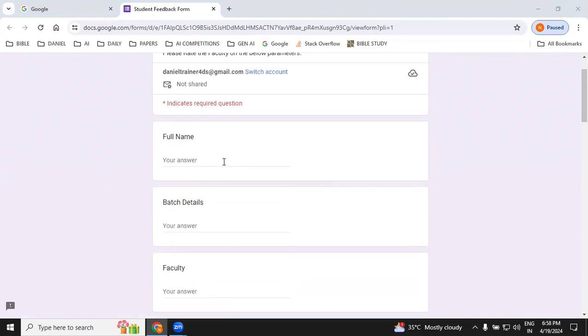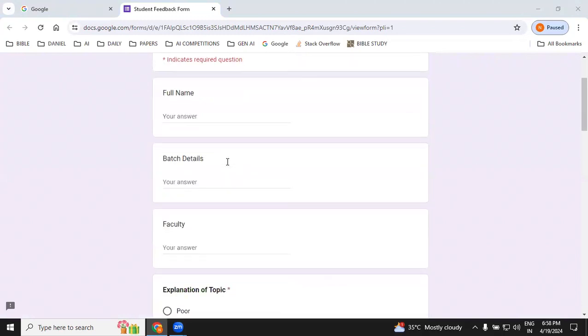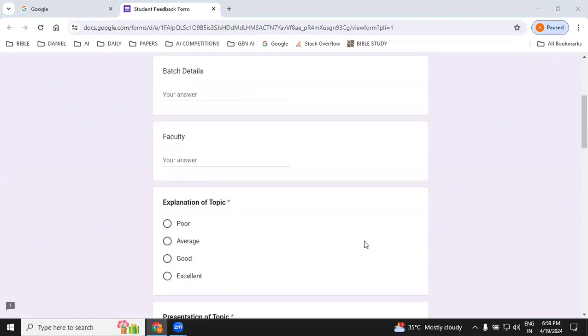I mean, a full name in the sense like it's your name. It's optional whether you want to give it or not. Batch details, like you can put it as 530 Data Science. And faculty, like you can put it as Daniel sir.